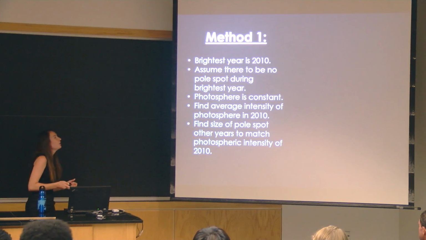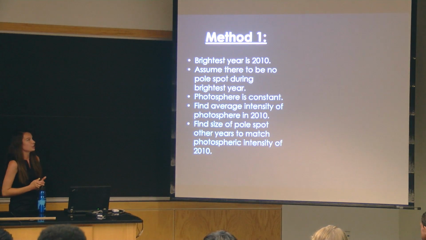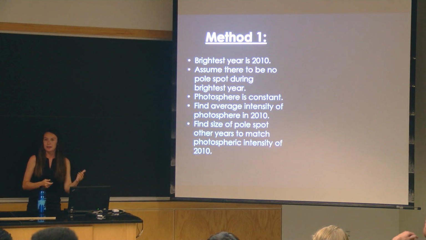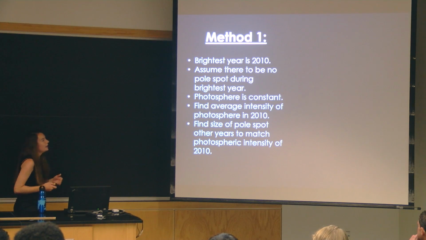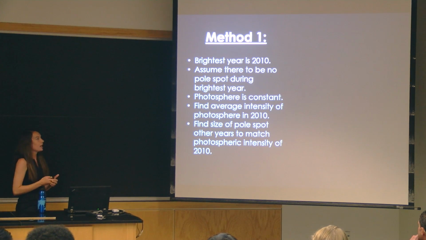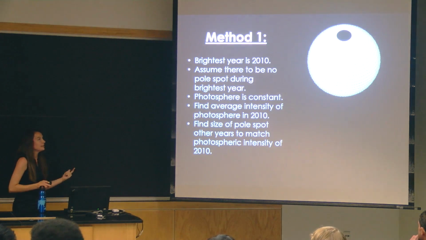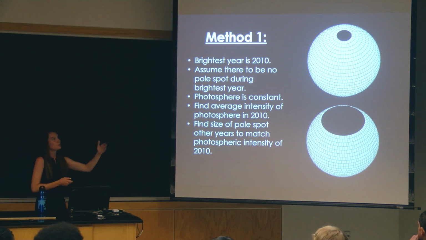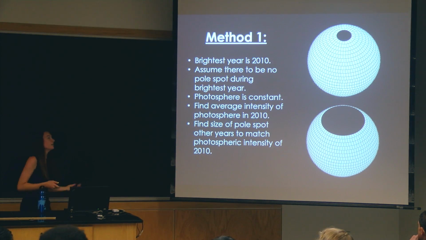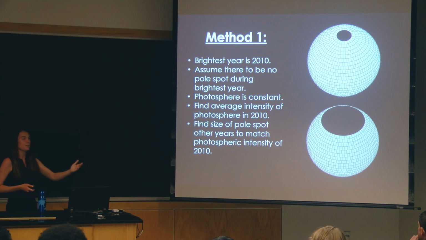So method 1, we know that 2010 is the brightest year. We then say, let's assume that the brightest year has no pole spots. And when we make our Li inversions, we can get a couple different surface maps from one light curve. The way it does that is it gives us spots with different sizes. And so now these 2 stars have the same brightness dictated by that original light curve it was fed.